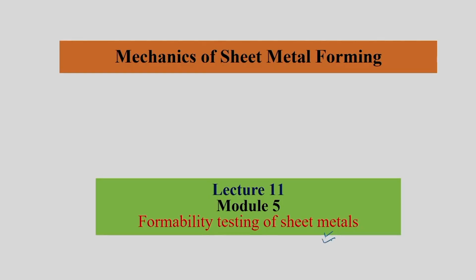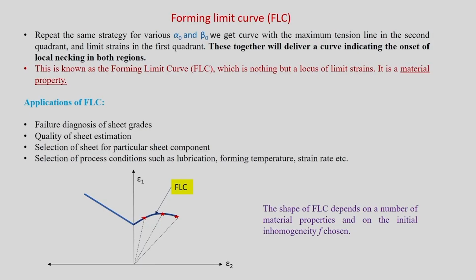Okay, so let us continue our discussion in this module 5. So today we are going to discuss formability testing of sheet materials. In the previous section we introduced the concept of the forming limit curve and what happens during the necking process, specifically in the biaxial stretching region, that is, in the first quadrant.